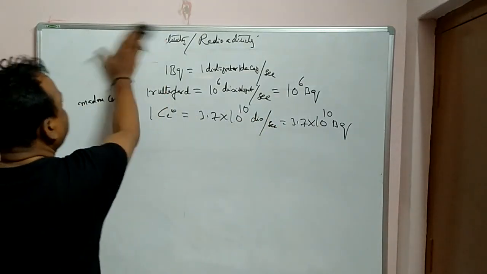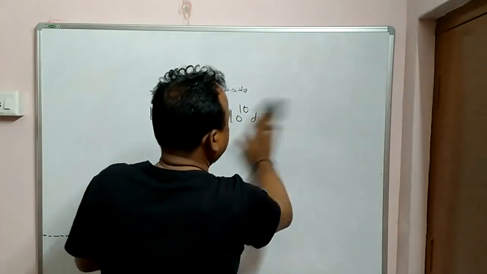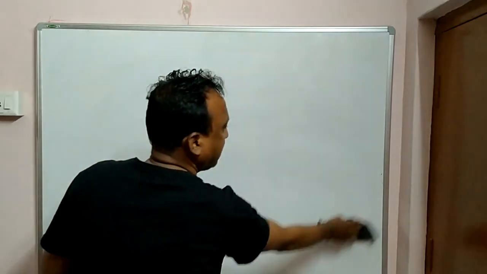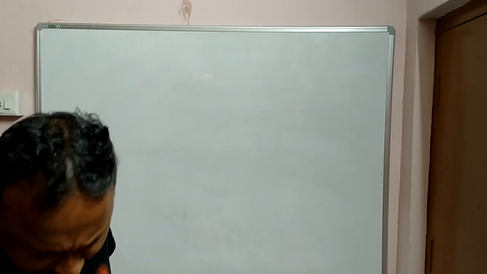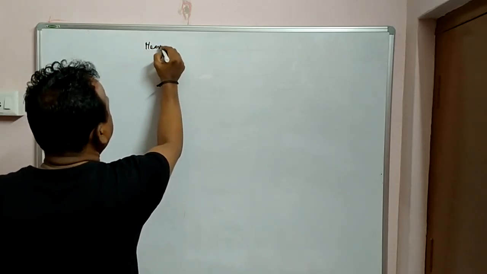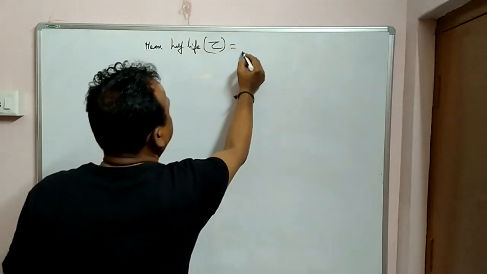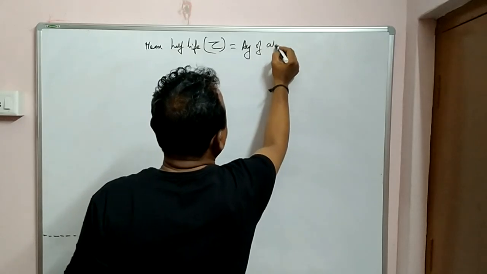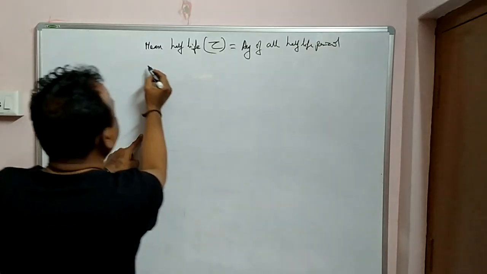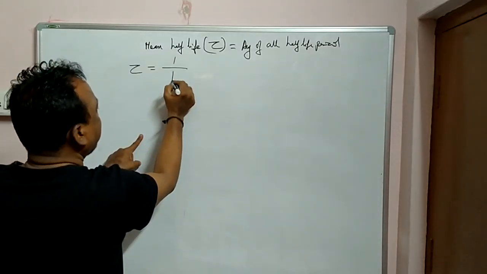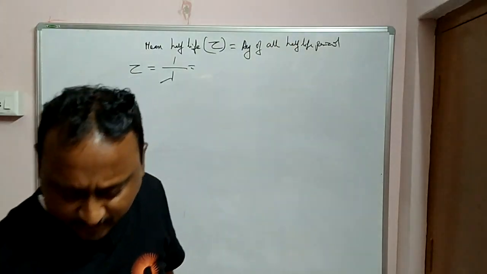Clear? Right. Now let us go to the last part of half-life, that is mean half-life. Let us study what mean half-life is. Mean half-life is indicated by tau. This is nothing but the average of all half-life periods. Therefore, mean half-life is given by 1 by lambda. Mean half-life tau, what is the definition? It is the average of all half-life periods.